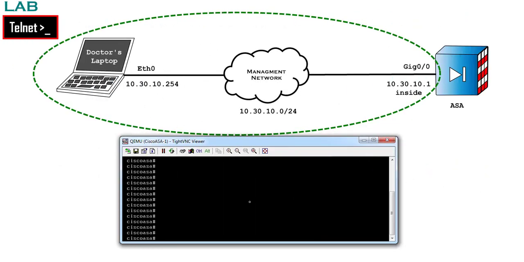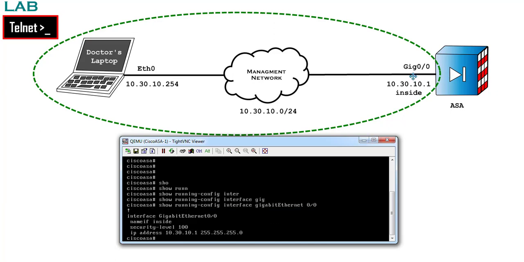Okay, so I went ahead and fired up GNS3 in the background and booted this ASA firewall and did some initial config. Let me show you. Show run interface gig 0/0. So this is already configured and my laptop is also configured with this IP address.